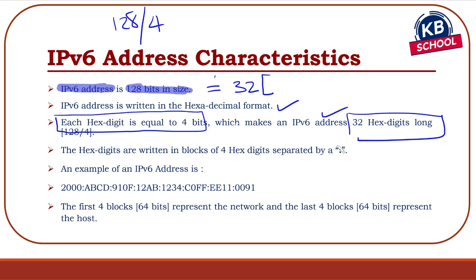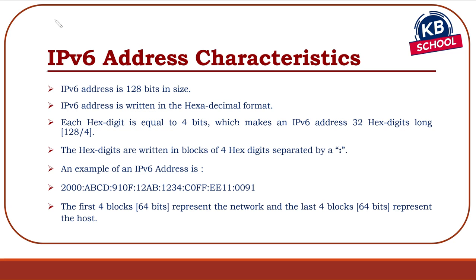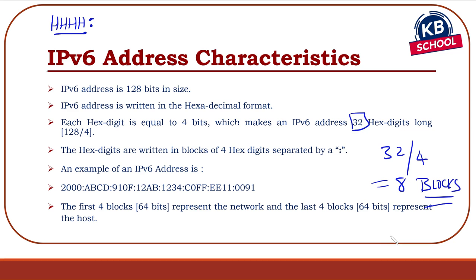We already established that. Now, the other thing that we also discussed is the way you write it. You don't write it in binary, you write it in hex. And the format is that you write 4 hex digits, separate them with a colon. This is known as a block. And because you have 4 of those hex digits, you have a total of what? 32 divided by 4, you get 8 blocks. So the total number of blocks in an IPv6 address, each block containing 4 hex digits, is going to be 8.